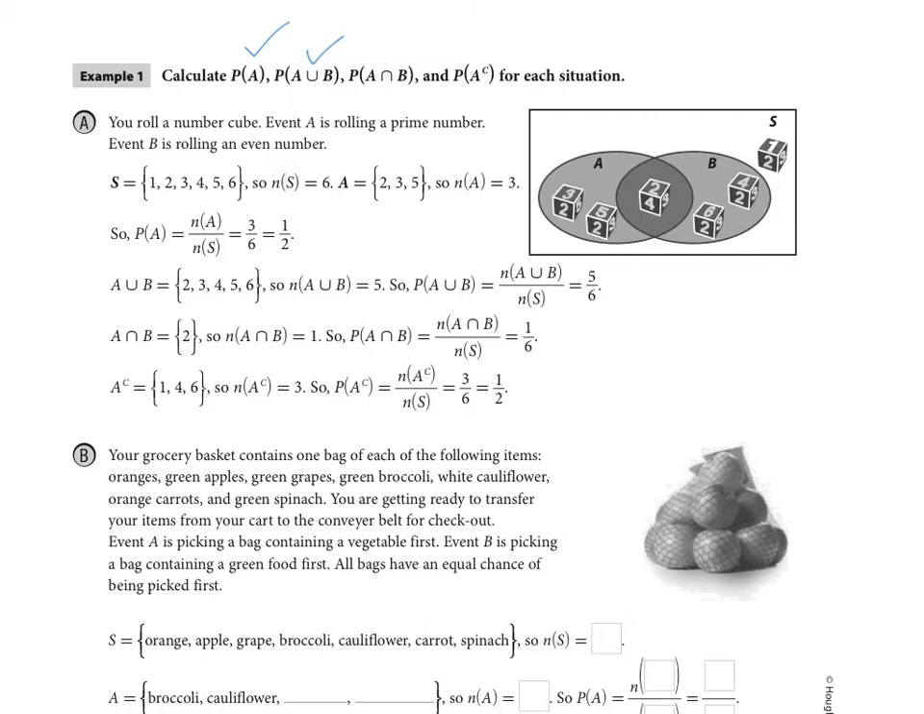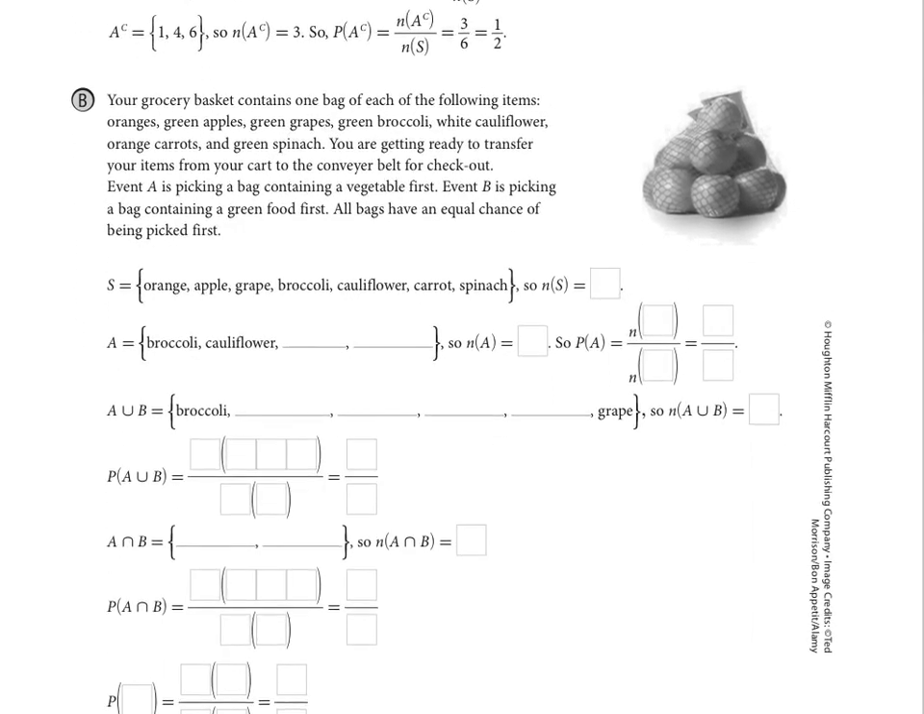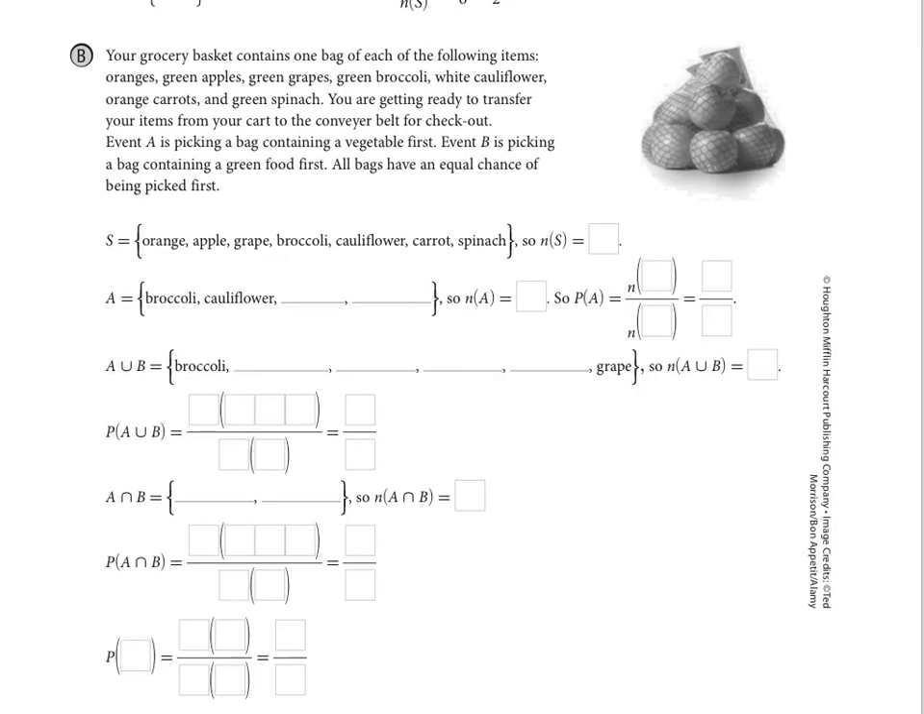Let's look at part B and see if we can reason through these as well. This time we have a grocery basket and we have one of each of the following items: oranges, green apples, green grapes, green broccoli, white cauliflower, orange carrots, and green spinach. It says we're getting ready to transfer our items to the conveyor belt, and we are basically choosing an item at random.